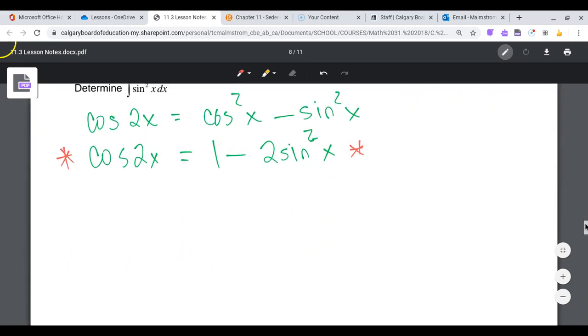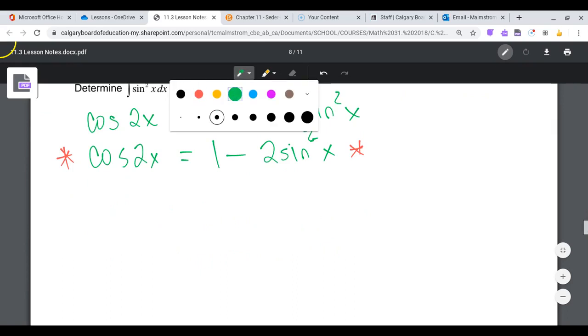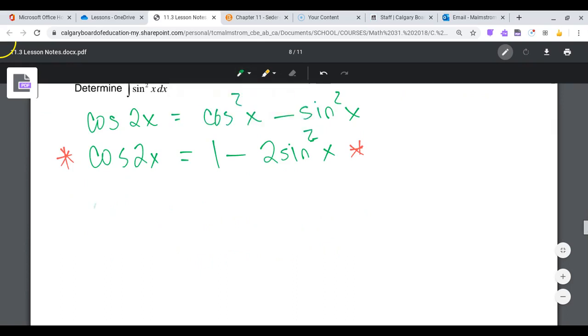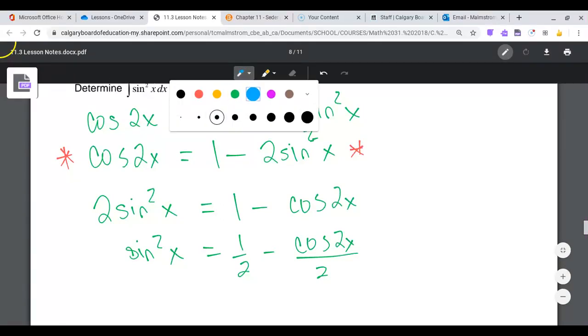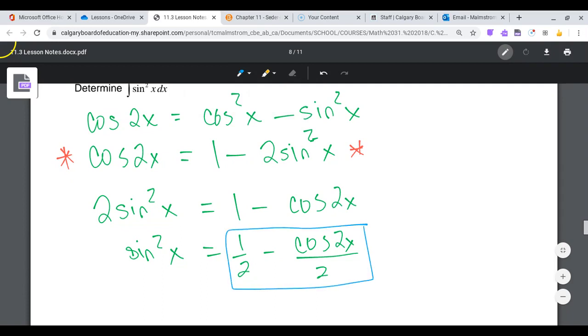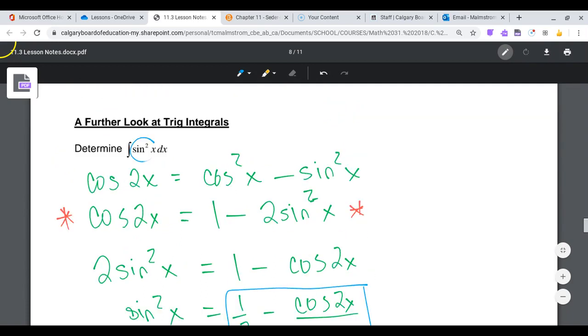I'm going to rearrange this. So I'm going to make 2 sine squared x on the left then be equal to 1 minus cos 2x. And then I could divide by 2. So sine squared x is equal to 1/2 minus cos 2x on 2. All right. Then I could use this to replace my sine squared up here.